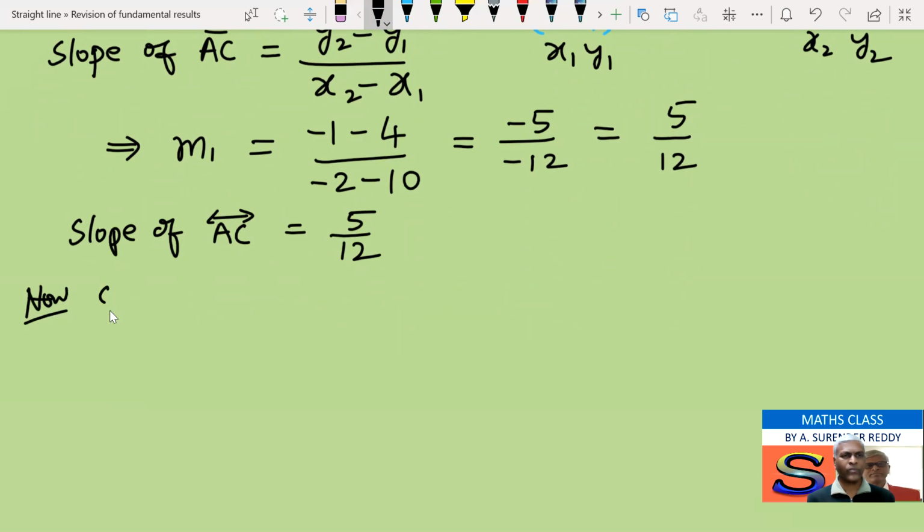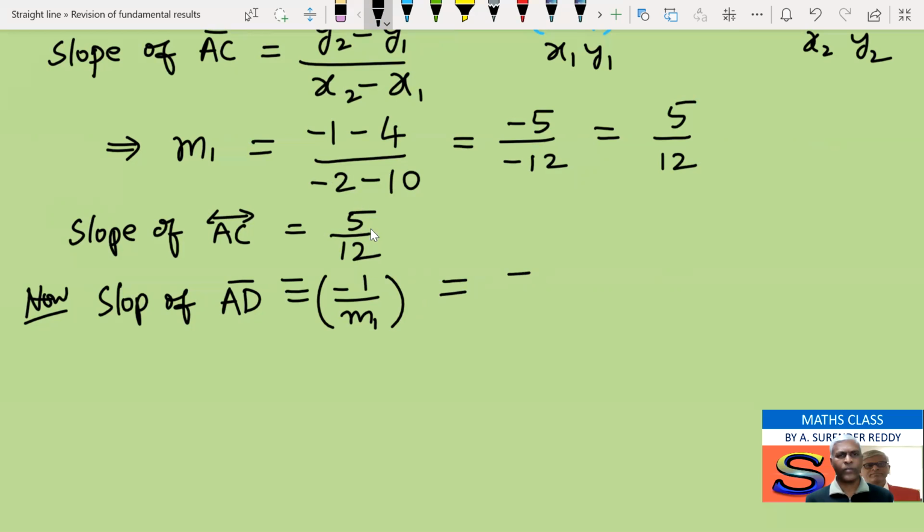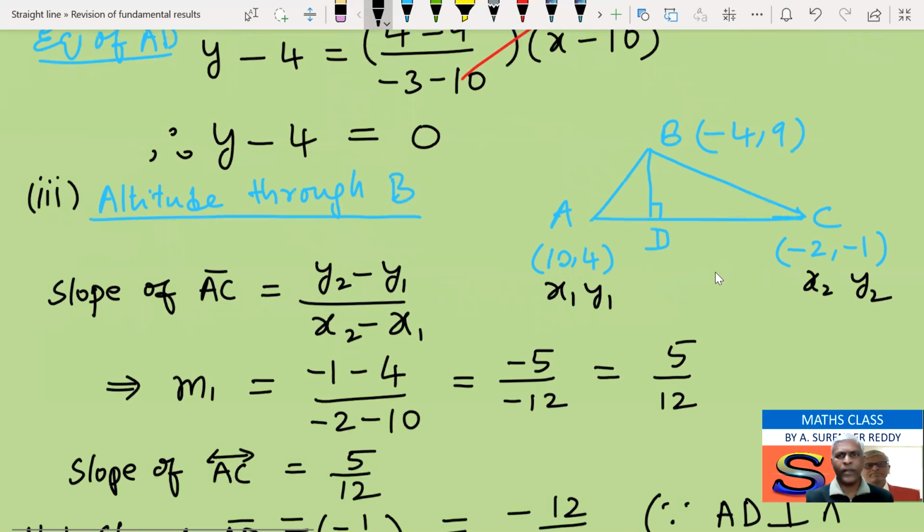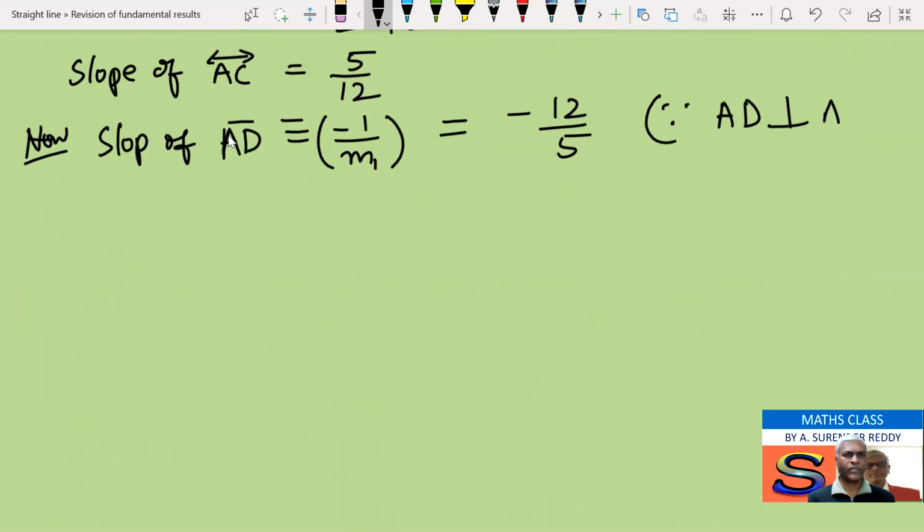So now we want the slope of BD, that is -1 by m1. So that is -1 by 5 by 12, reverse. So that becomes -12 by 5, since BD is perpendicular to AC. So this is the slope of BD. If you know the slope of a line, then reverse it and change the sign, you will get the slope of its perpendicular line.